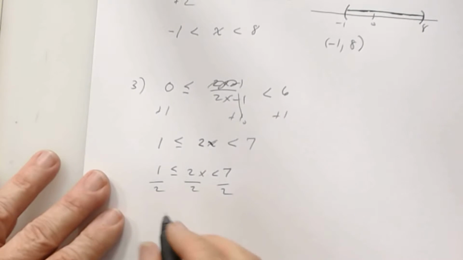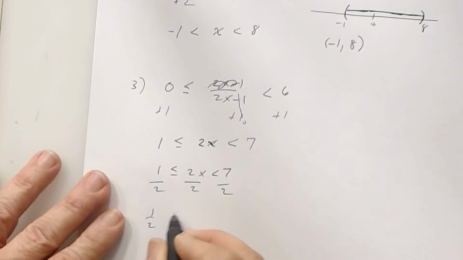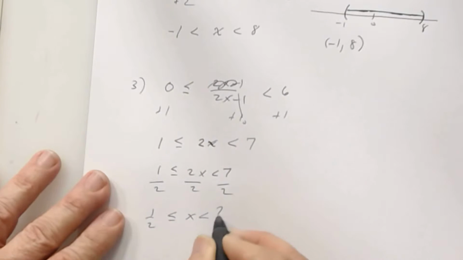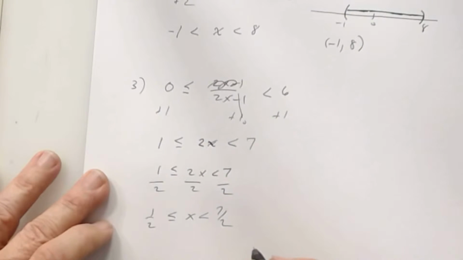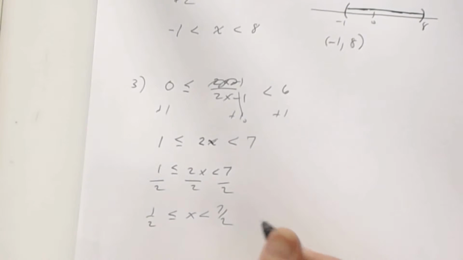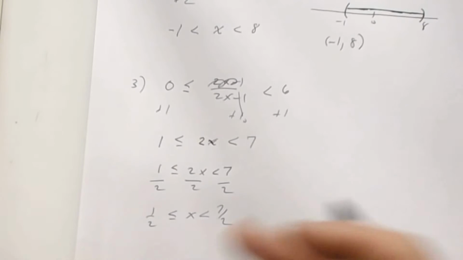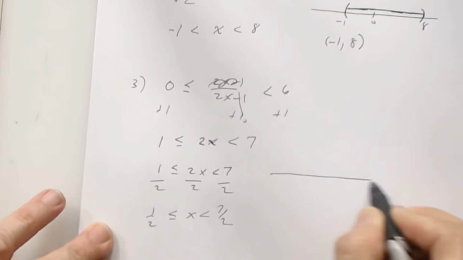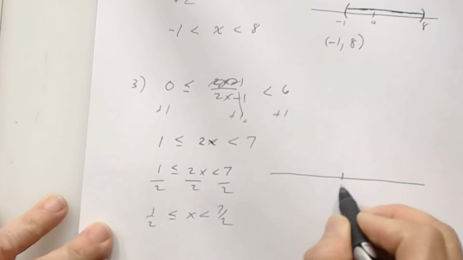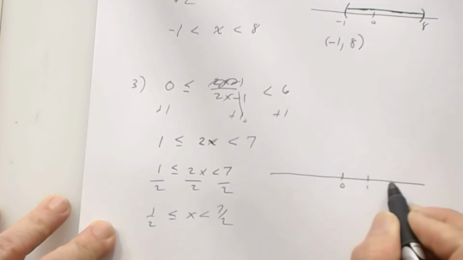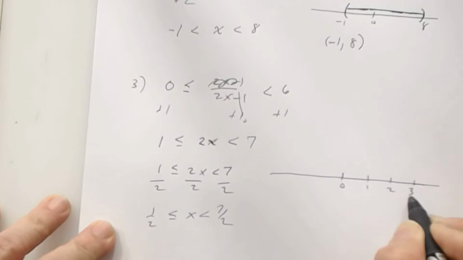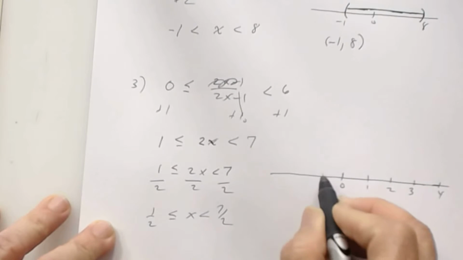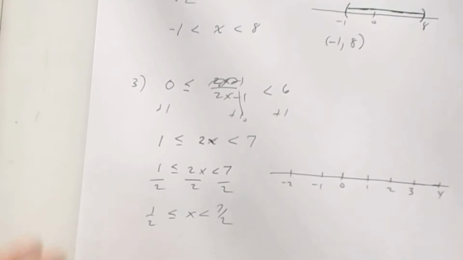And so I get 1/2 is less than or equal to x, which is less than 7/2. You'll see that? Now in the previous two examples, the numbers on the outside were integers. Here they're not integers, so you would have to estimate where they're located. So it'll be a numbered number line. So let's say this is 1, 2, 3, 4, -1, -2, and so on.